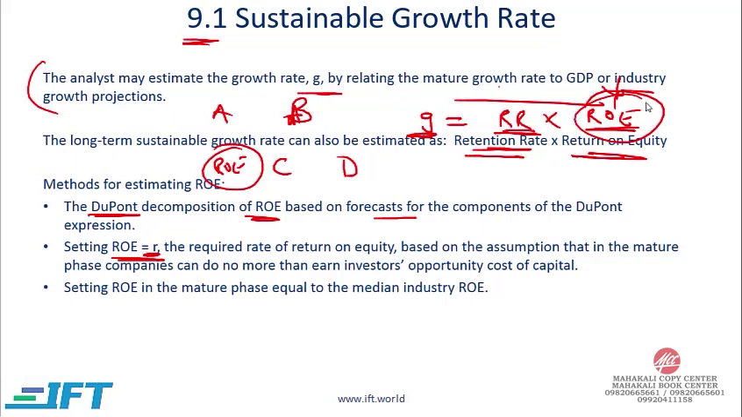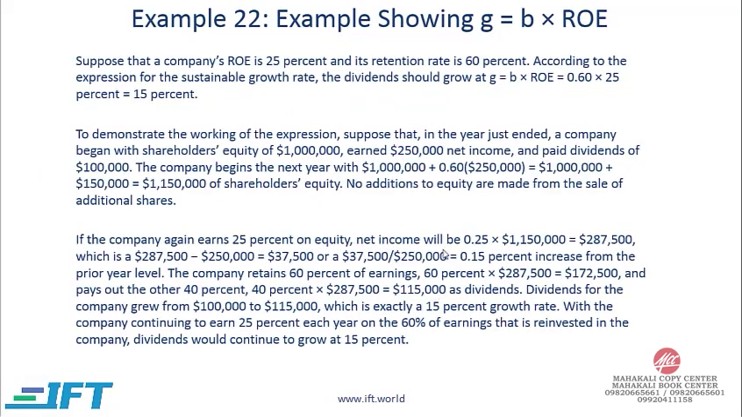And in some books you'll also see the other things happening the other way around, where you estimate the ROE and say this is a stable company, therefore the required return on equity is equal to ROE. You can also set ROE equal to the median or average ROE for the industry. This example illustrates the use of the formula, and you can pause the video and read through it. It is fairly self-explanatory.